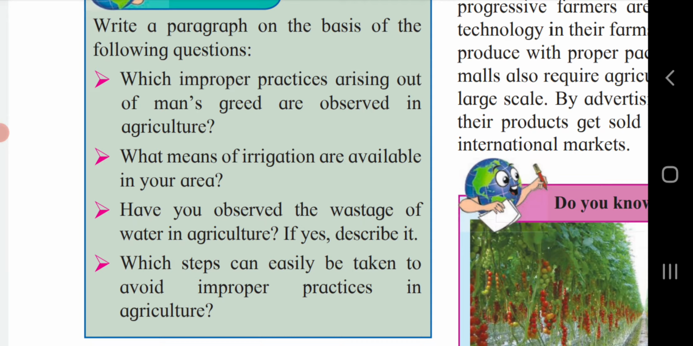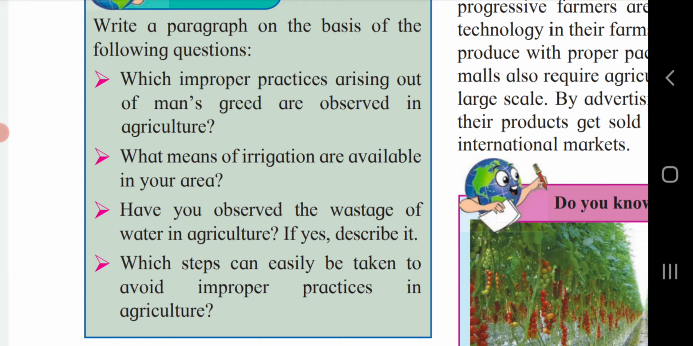What means of irrigation are available in your area? Canal irrigation is used in several parts of Maharashtra. However, some of the farms also use modern irrigation techniques like drip irrigation and sprinkler irrigation. Have you observed the wastage of water in agriculture? If yes, describe it. Yes, I have observed wastage of water in agriculture. The traditional method of watering through canals leads to wastage of water. Here, water from canals is lost due to evaporation and seepage into the ground. Nonetheless, some improved methods of irrigation like drip irrigation and sprinkler irrigation can be followed, which can help in avoiding the wastage of water.